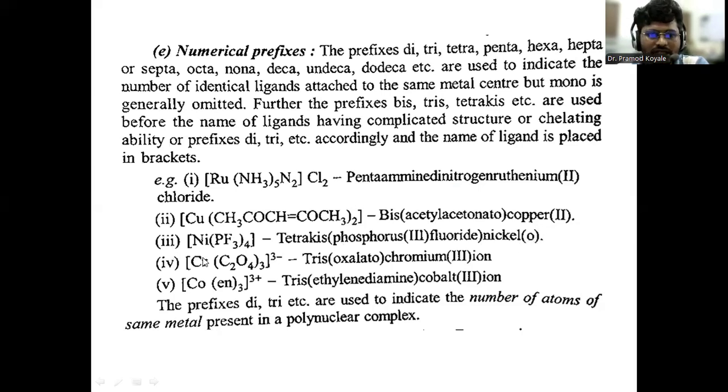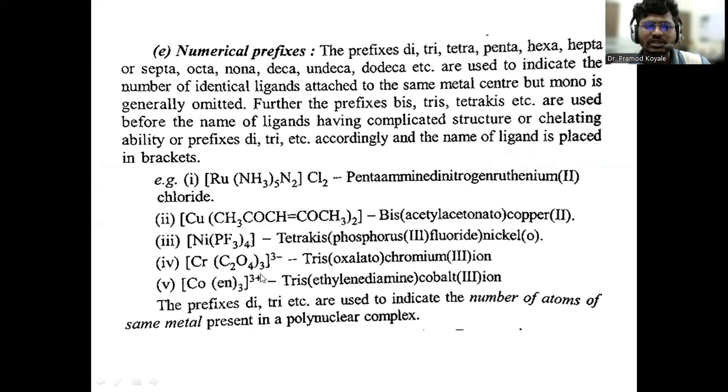On the other side, take the example of this one. We have the central metal chromium. We have oxalato, 3 oxalate ions, and the complex is negative. So there should be an ending with -ate for chromium, that is chromate. First write the name of the oxalate, that is trisoxalato, then chromium. I think it is a printing mistake. There should be chromate, right? Chromate(III) ion, because there is no counter ion.